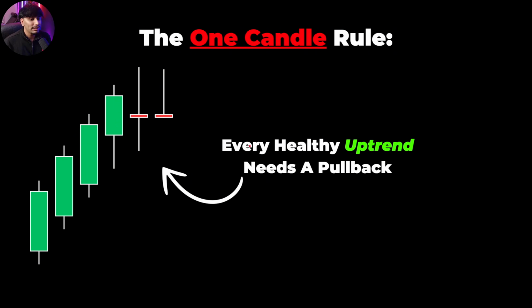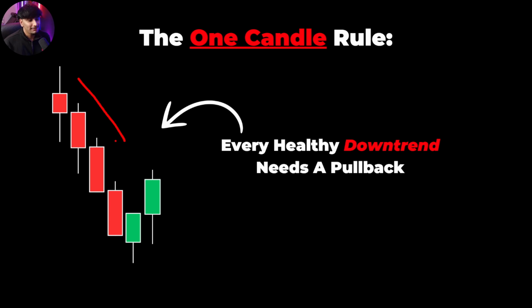Well, to understand the one candle rule, we need to understand how a stock moves. For every healthy uptrend, when a stock is moving to the upside, it needs a pullback. This means a stock will not just go straight up in a straight line forever. You will always see a stock pull back into an area of support and then move back to the upside. Vice versa, when you see a downtrend, that doesn't mean that the stock will only fall to the downside.